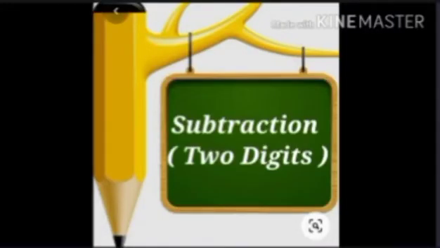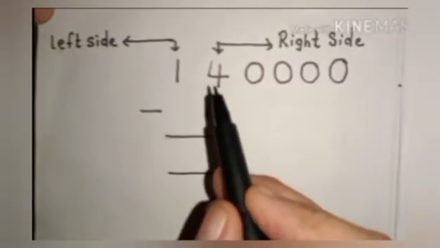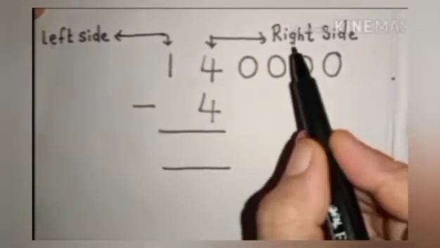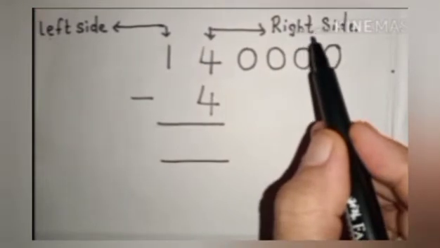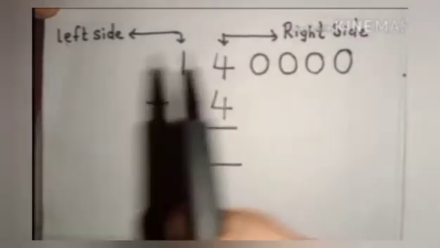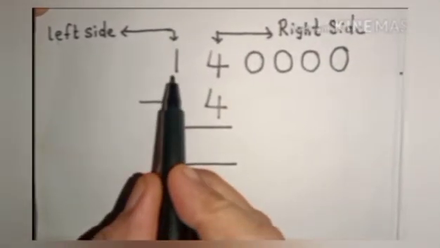Students, in this video you will all learn to subtract from a two-digit number. Let's begin. The given number has two digits: the right side is the ones place, as well as the left side, the tens place.